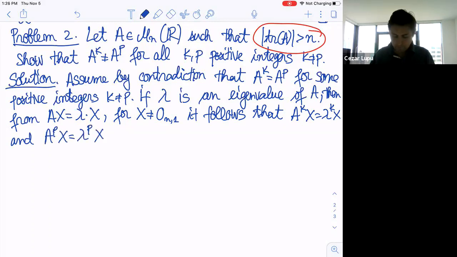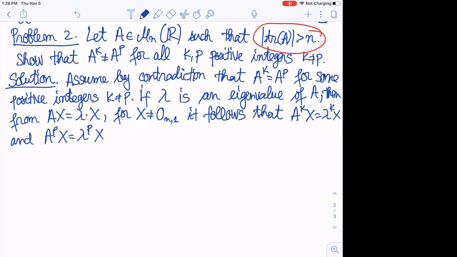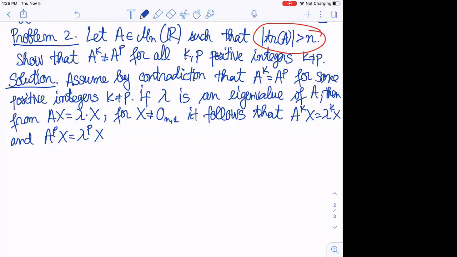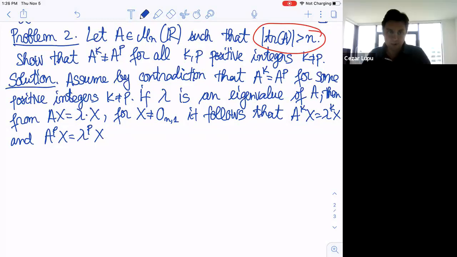I have a question. Say that again? I have a question. Yes. Does this have anything to do with the unitary matrix? No, it's just the definition of the eigenvalues and eigenvectors, basically.